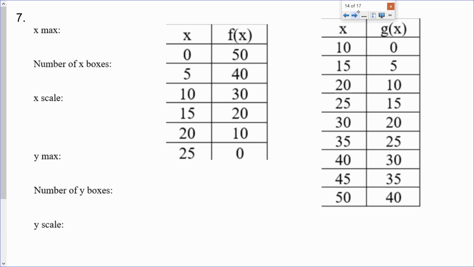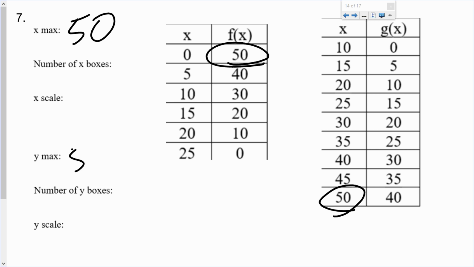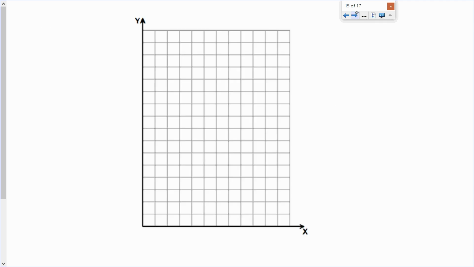So my x max, my biggest x value, based on both tables, is 50. My y max, the biggest y value in both tables, is 50. So in this case, both the x max and the y max is 50, but I'm choosing my max. I'm choosing the absolute biggest x value I see out of both of them. I'm choosing the absolute biggest y value I see in both of them.